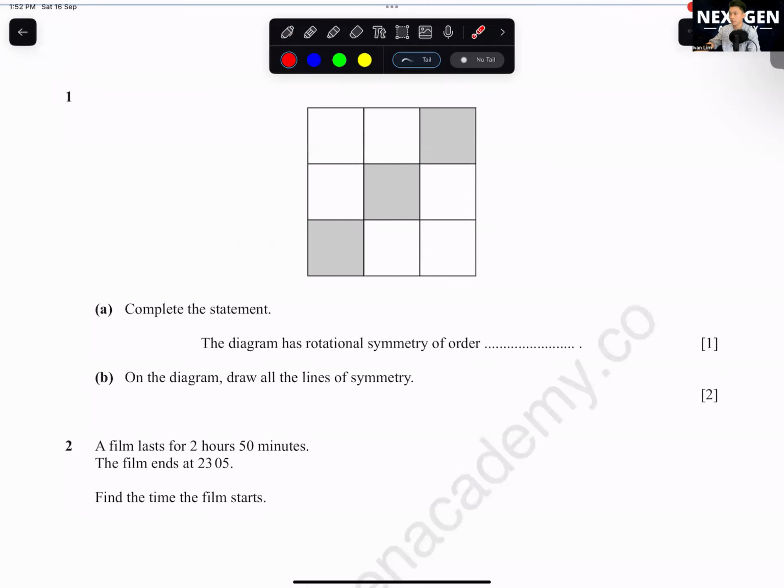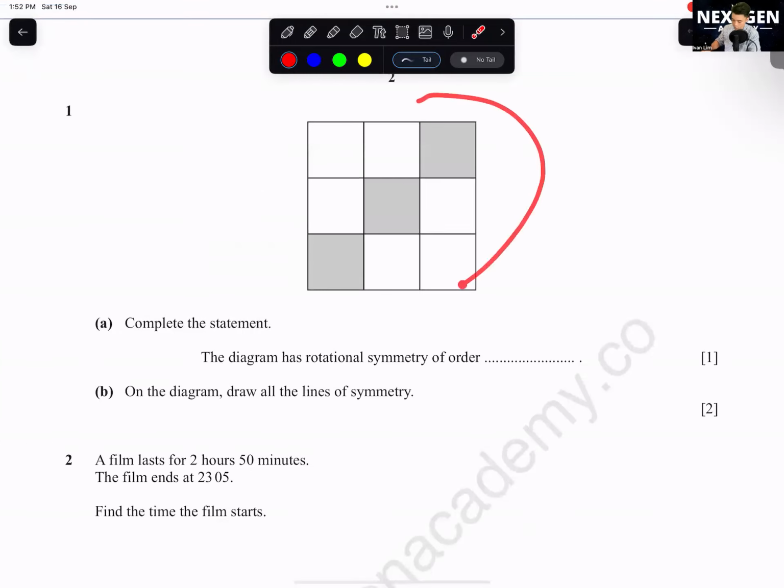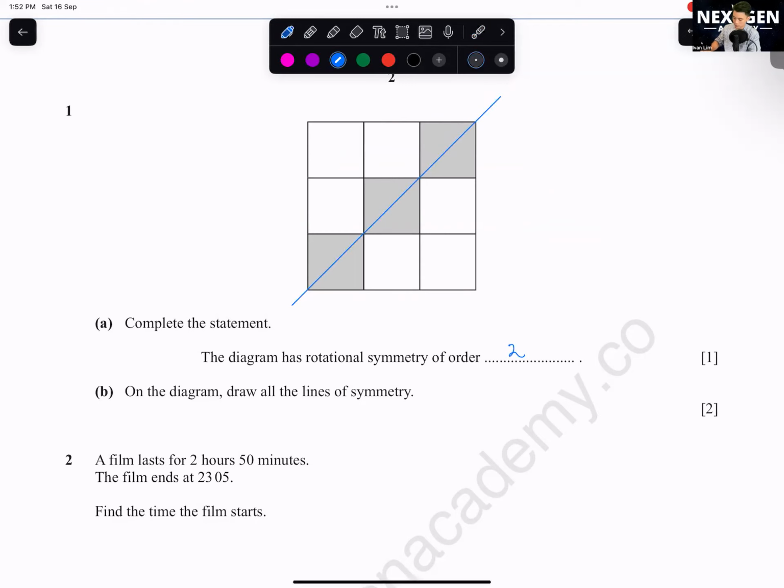The diagram has rotational symmetry of what? Rotational symmetry means how many times you can rotate it, when you put a pencil in the middle, and it looks exactly the same shape and pattern. You only have two. Draw all lines of symmetry. Since there's a pattern here, a line of symmetry means you need to have a mirror effect. It's only this and this, two diagonal lines, that's all. Don't go and draw this one, because the shape is not a line.